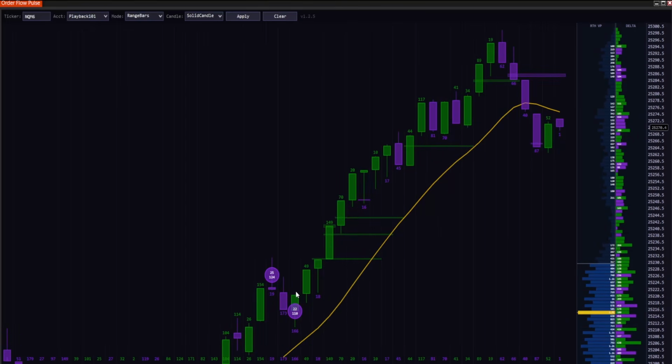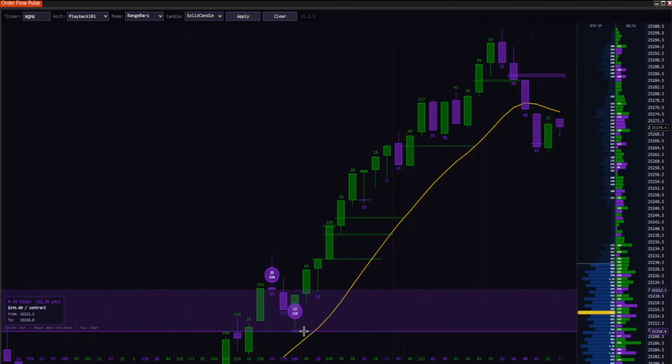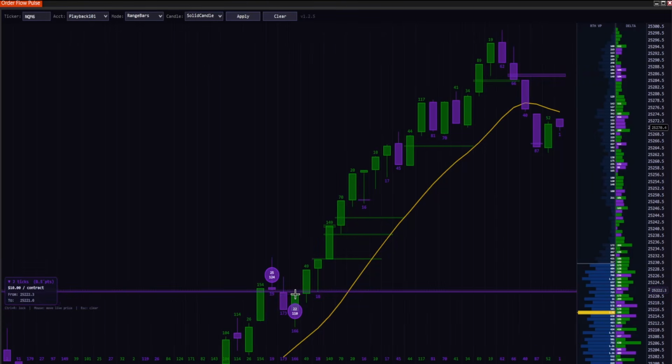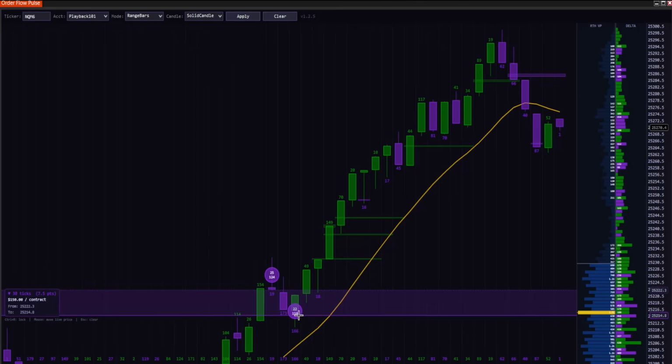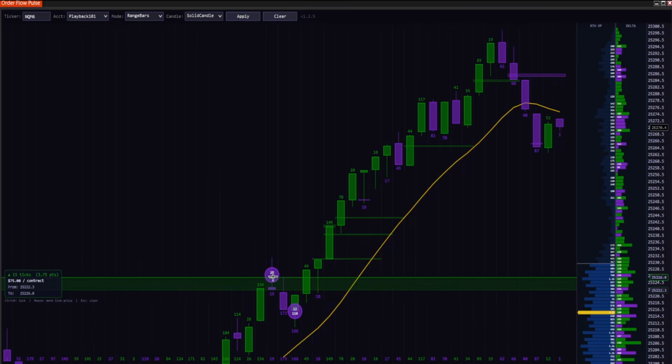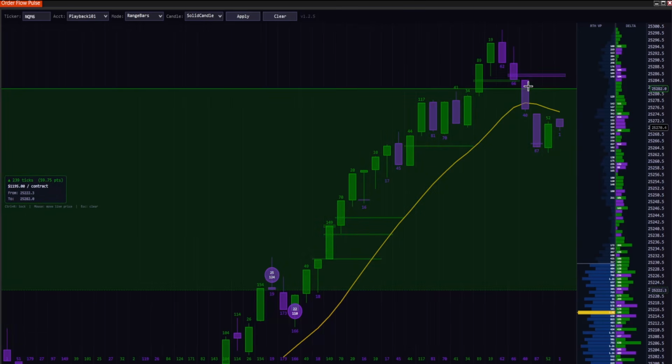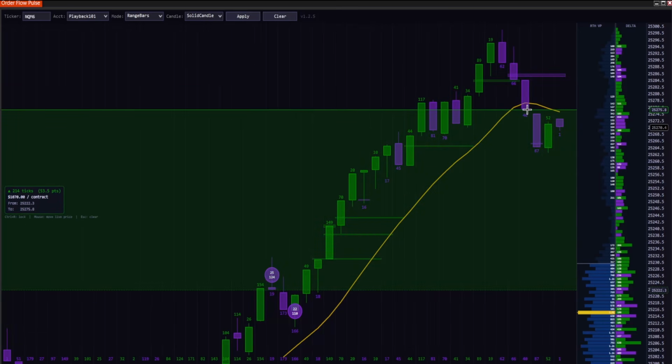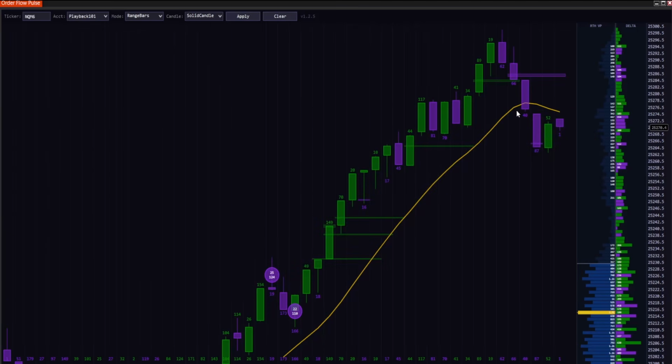Well, if you got in right here where the absorption took place, 166 negative delta, we closed above. We got 110 sellers that came in within milliseconds and they got absorbed. This seller, 124 seller, is getting squeezed out. And then let's say you just go ahead and get out right here where it closed above the moving average. Well, that's about a 50-point trade. That's a $1,000 trade for you in one trade.